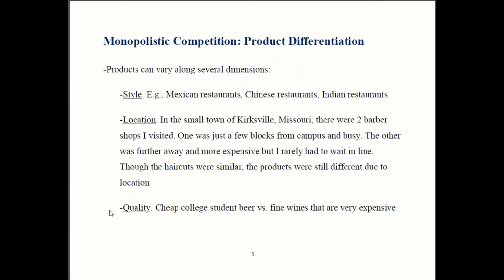Location also can be a way in which firms can separate themselves. So here's one example. I worked at Truman State University in Missouri for 4 years, and I went to one of two barber shops if I needed a haircut. One barber shop was located in a very convenient area of town. I could just walk to it from my office, and it was only 2 or 3 blocks. They also had lower prices. So unsurprisingly, you have this attractive location and low prices. That's going to drive a lot of traffic and a lot of business.